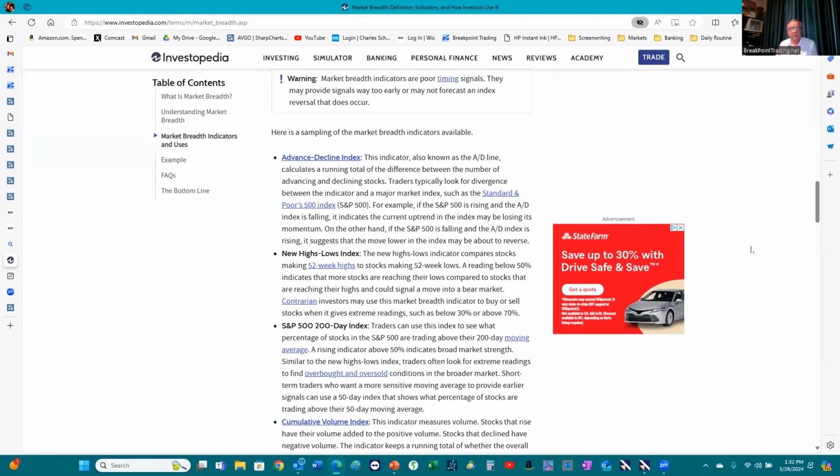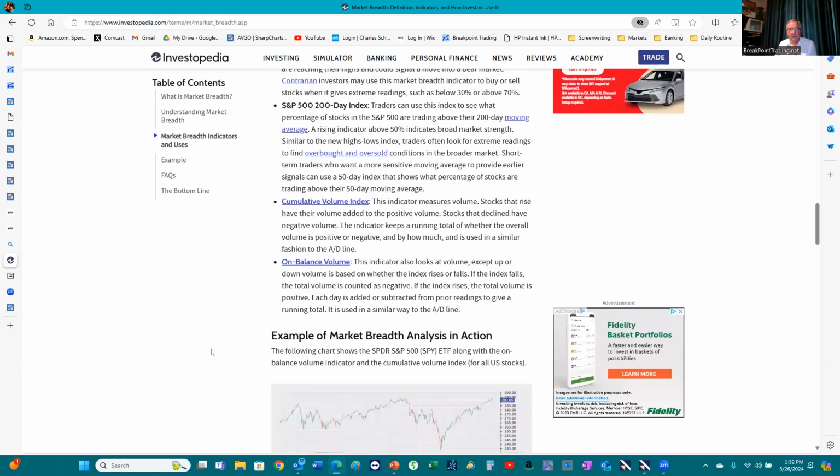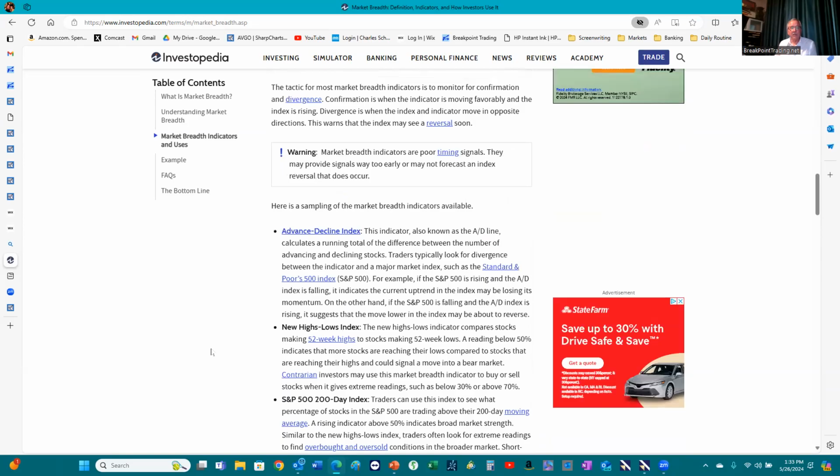So these are some of the breadth indicators. The advance-decline line shows you the advancers versus decliners. There are also new highs versus new lows, the S&P 200-day index, in other words, how many stocks are above or below their 200-day average, the cumulative volume index, and on-balance volume. Those are some of the breadth indicators, and I have a number of those on my site that we can take a look at.